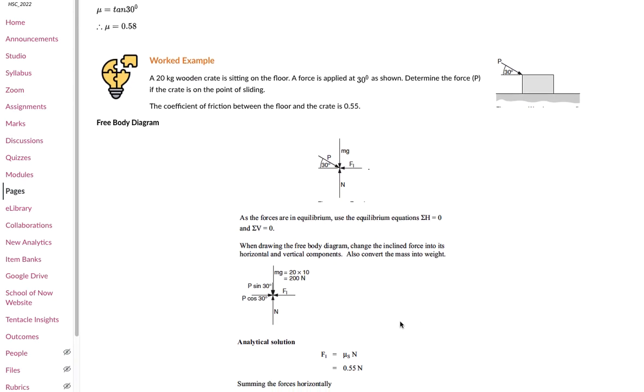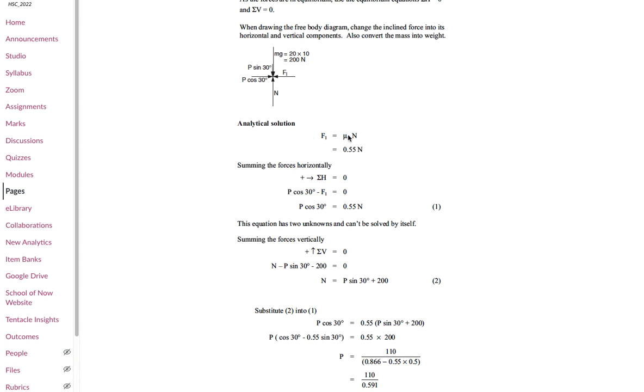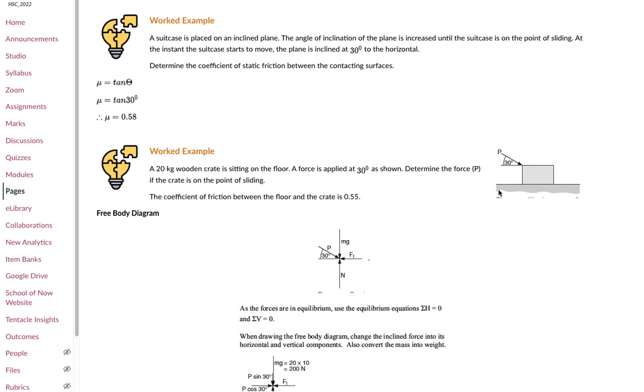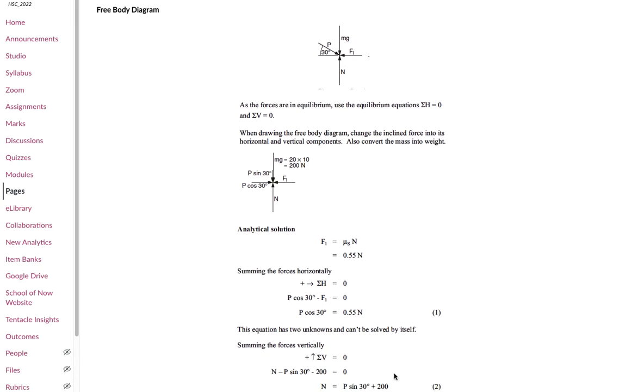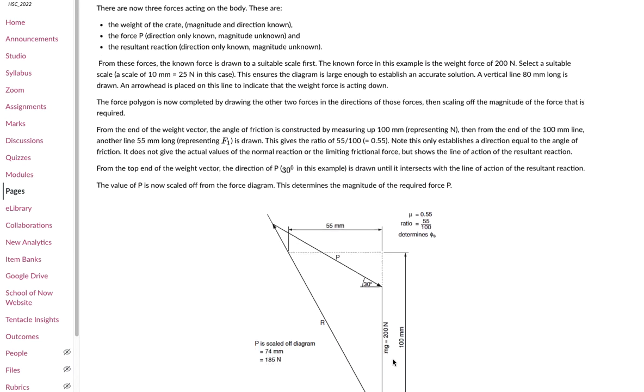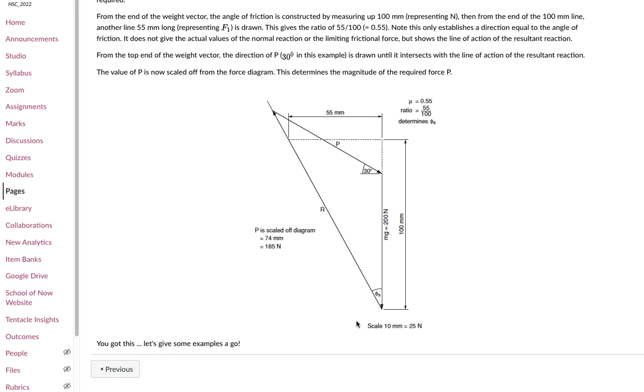When we're coming down here, we've got an analytical method of doing it. Here's the analytical solution. So starting again, taking your space diagram, making it a free body diagram, and then starting to work through the analytics that way. The second one is the graphical solution.